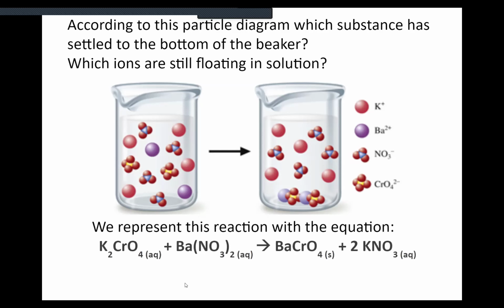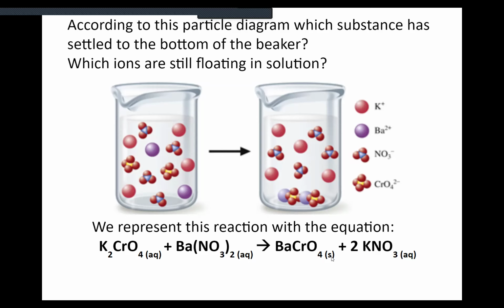We can represent this reaction thus. K2CrO4, that's potassium chromate. We put an AQ after it, meaning it's aqueous. It's dissolved. Barium nitrate, Ba(NO3)2. We put the AQ after that one because both solutions were initially completely dissolved. There was no solid initially. But then when you mix them, barium chromate, we put with an S after it because it's the solid. It's the thing that falls out of solution.